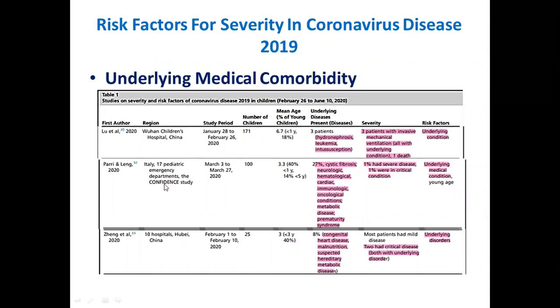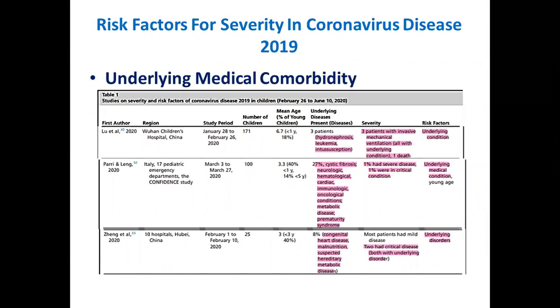There was a study in Italy, the Confidence study, which included 100 children. 27% had an underlying medical condition. 9 of these children needed respiratory support, and 5 were aged less than 1 year, and 6 had an underlying condition. Those that had critical and severe cases were both in children with underlying medical conditions.